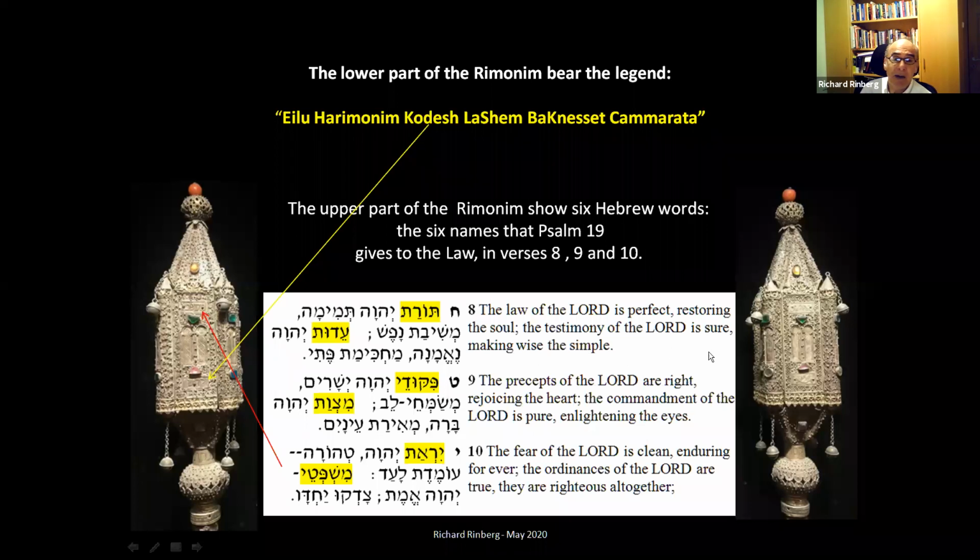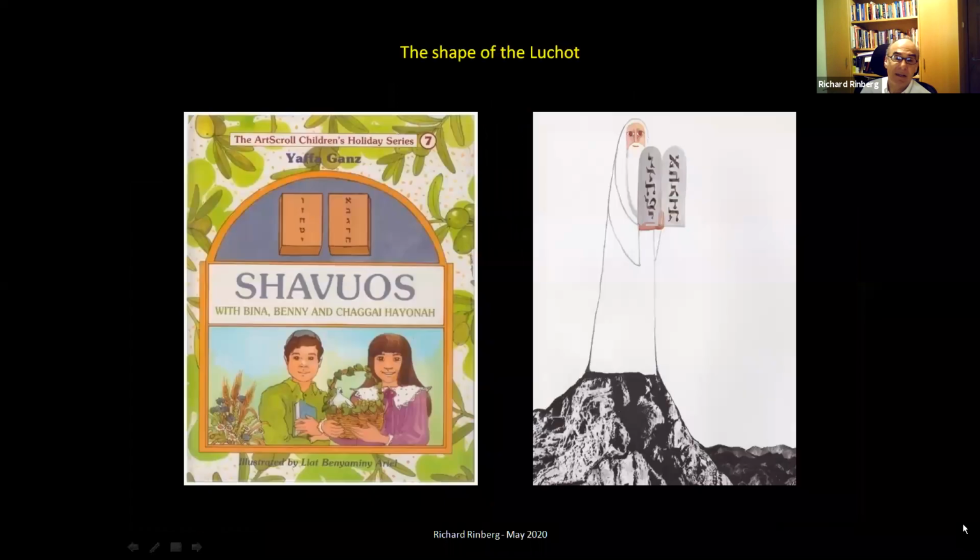And on the upper part, there are 6 names, which actually you can find in Tehillim 19: Torat, Edut, Pikudei, Mitzvat, Yirat, Mishpatei. So obviously the academic who did all this work took a long time, and we see in 1 minute something that took somebody years to come to conclusions about. But it's remarkable that these are the oldest Rimonim in the world, and unfortunately they reside in a cathedral.